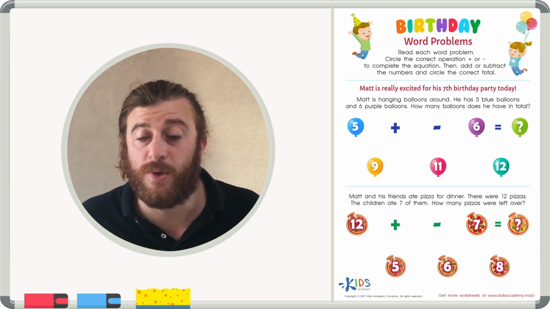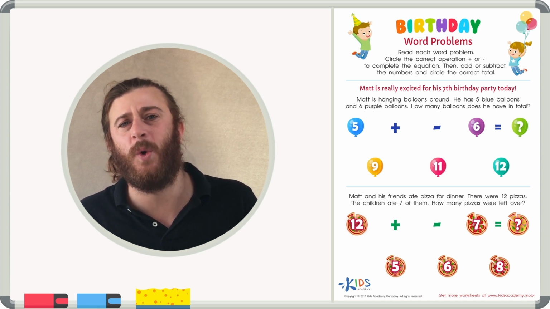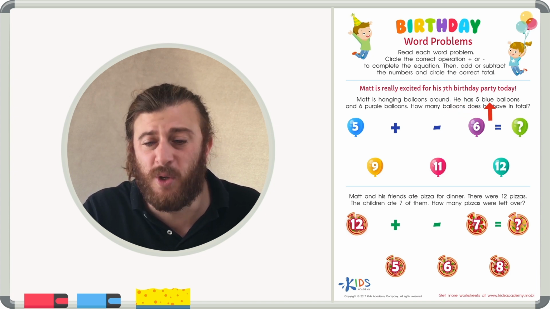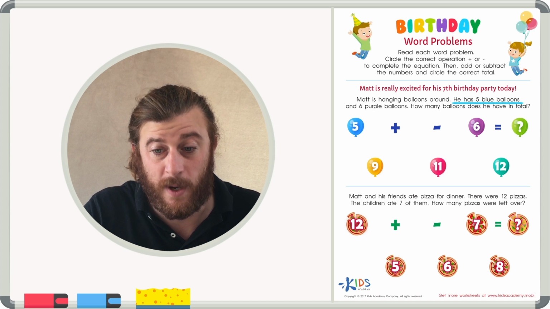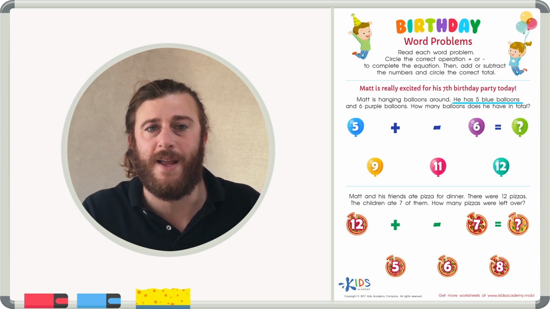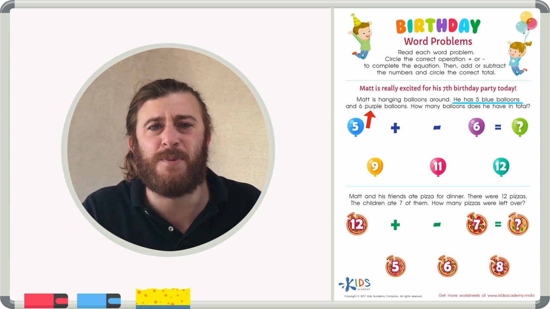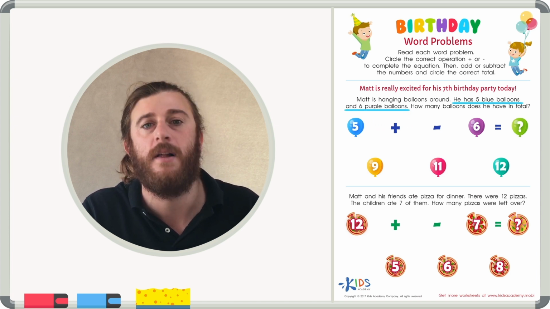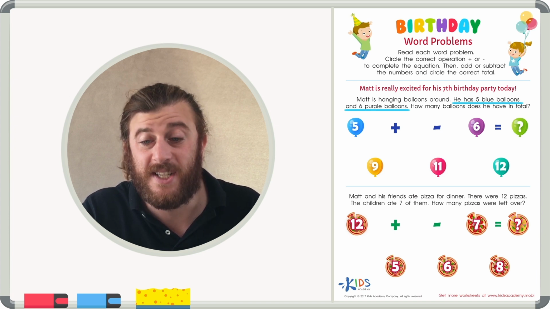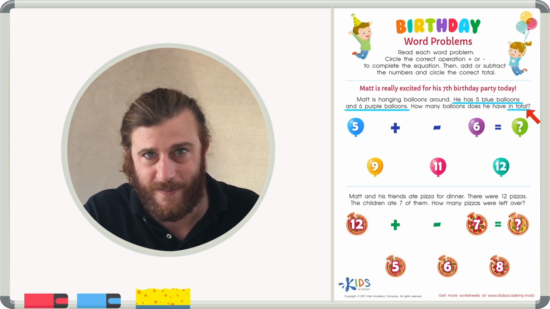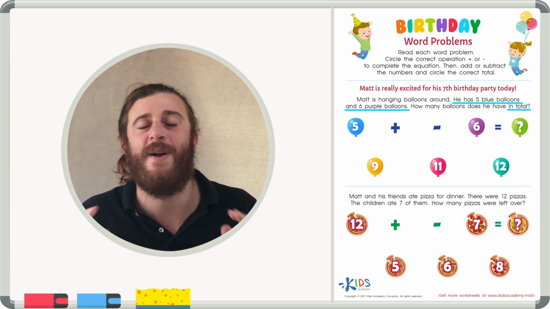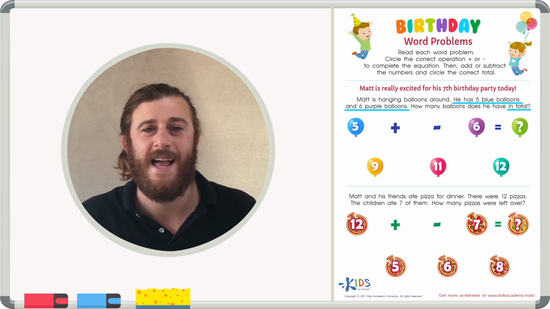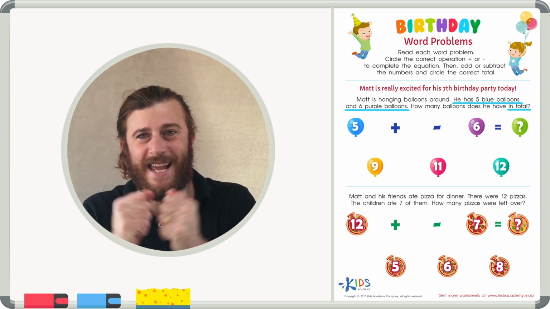Matt is hanging balloons around. That's cool, but not so important for our problem. He has 5 blue balloons. That's some important information. Let's make sure to underline that. And 6 purple balloons. Another piece of important information that we should underline. How many balloons does he have in total? In total. There's my clue word. I think we're going to have to figure out how many blue balloons and purple balloons we have together.